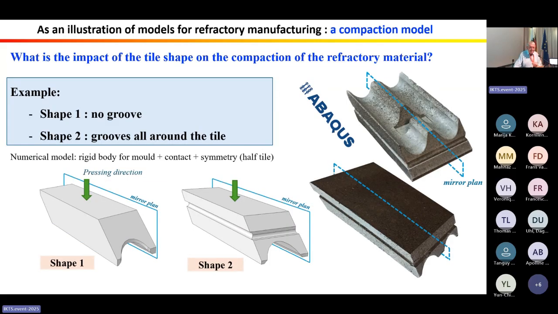But what is the impact of the tile shape on the compaction of the refractory materials? Just look at two examples. One, shape 1, no groove. Shape 2, grooves all around the tiles. We use Abaqus. The numerical model takes into account the rigid body of the mold, plus contact, plus symmetry. It represents only half a tile.